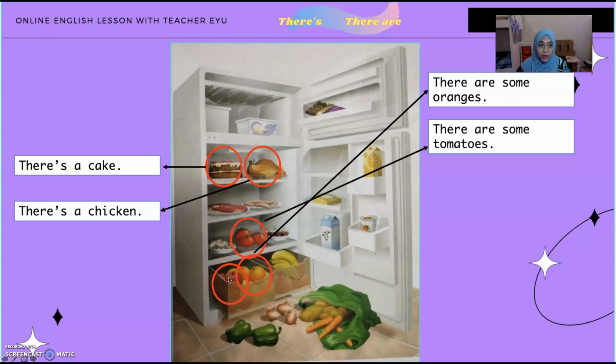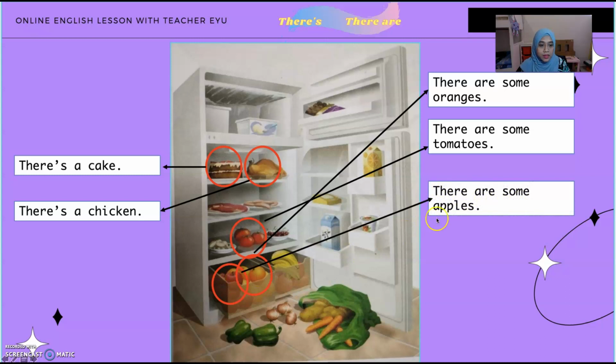Right, it is more than 1. Lebih daripada satu apple. So the sentence, there are some apples. Okay, we use there are because the apples are more than 1. Lebih daripada satu. So, kita guna there are.